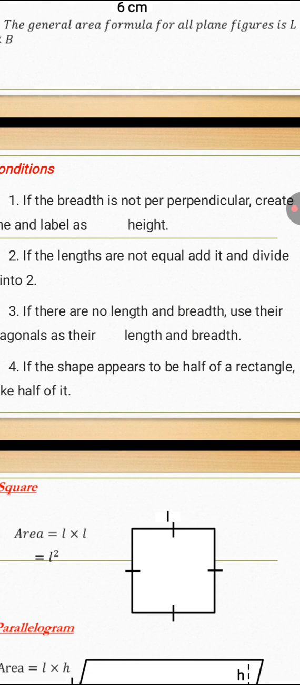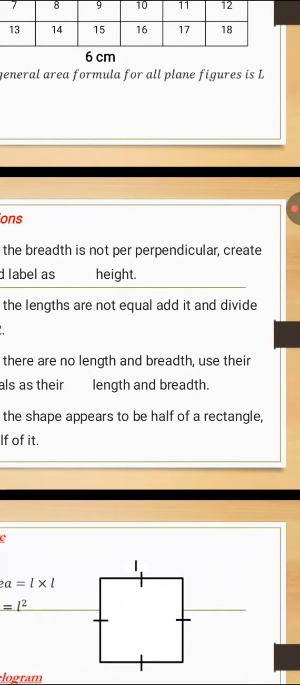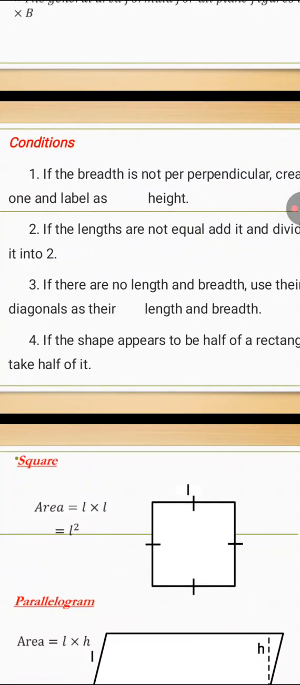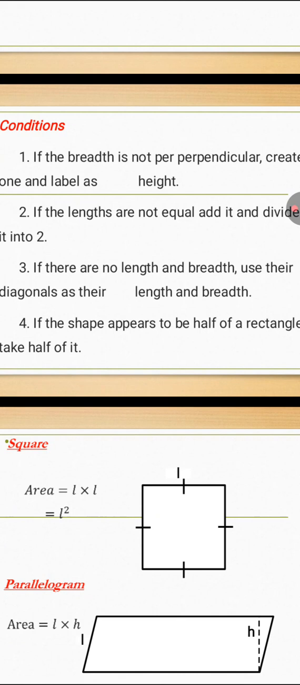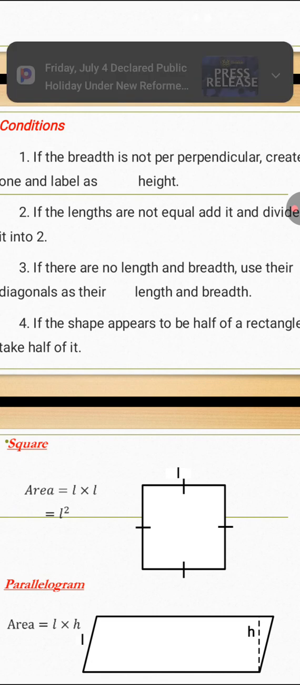Then the next one is that if there's no length or breadth, use the diagonals as the length and breadth. Because if you have a kite, you look at it, there's a kite here. Use the diagonals. And the moment you use the diagonals, it looks like half of a rectangle. You look at the demonstration. So use the diagonals as length and breadth, because the diagonals are two.